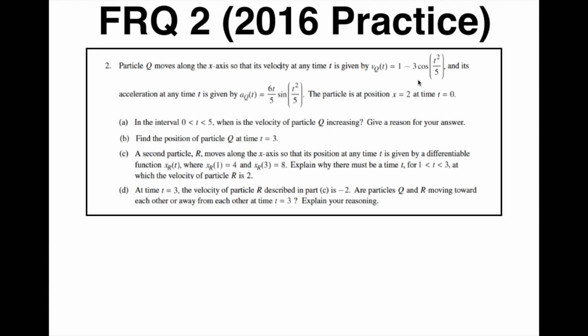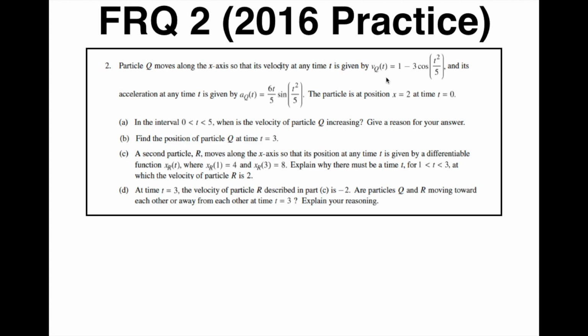So let's read the general information quickly. Particle Q moves along the x-axis so that its velocity at any time t is given by this function. The function is v sub q of t, and that's interesting. It's not just v of t, and the reason is there's going to be another particle later on in the exercise, particle r. So to distinguish whether we're talking about the velocity of q or the velocity of r, we write their velocities like that, v sub q of t, and then there's going to be a v sub r of t. This is the position x sub r of t, etc.